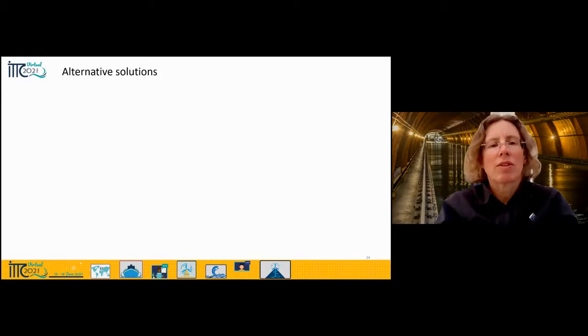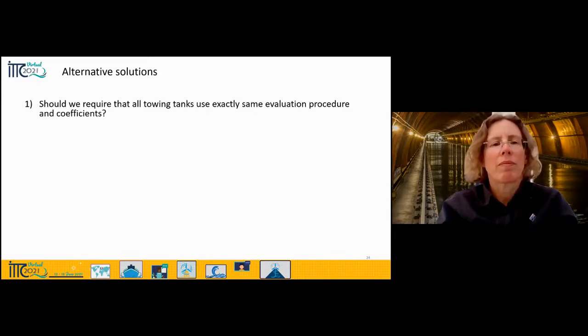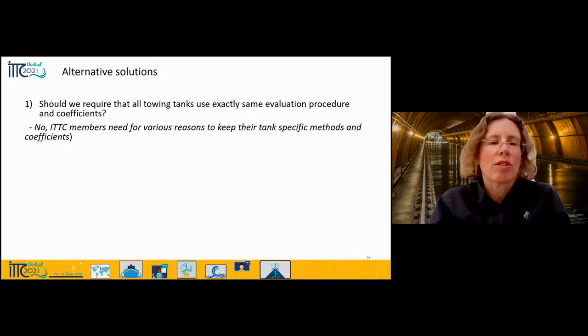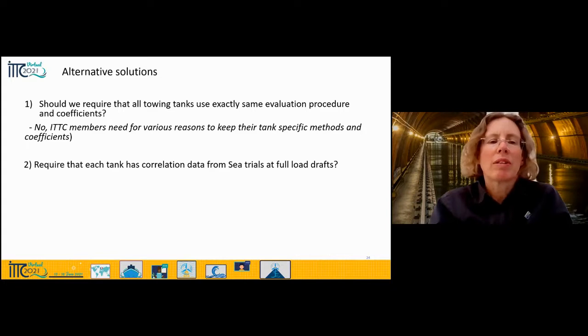Here we have discussed various solutions to this problem. First, should we require that all towing tanks use exactly the same evaluation procedure and coefficients? And we come to the conclusion that no, ITTC members do not want to do that. They need, for various reasons, to keep their tank-specific method and coefficient, mainly to keep their historical database continuity.